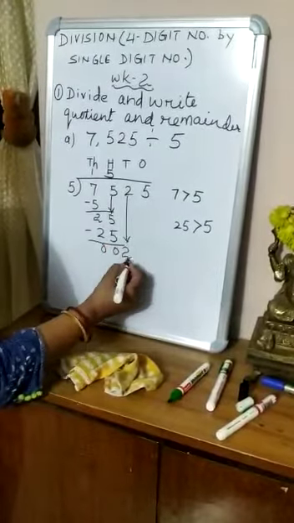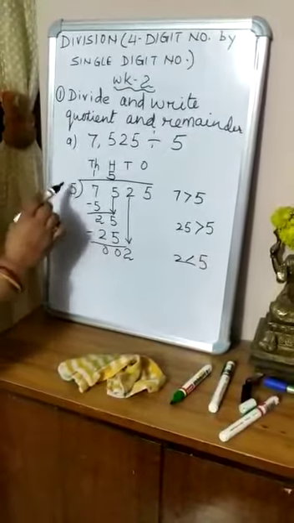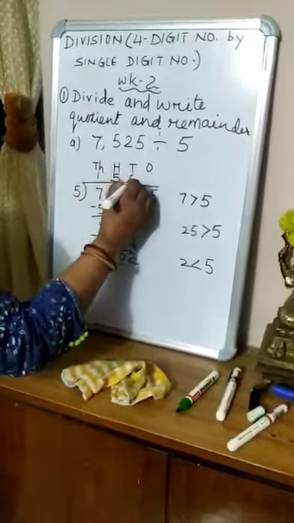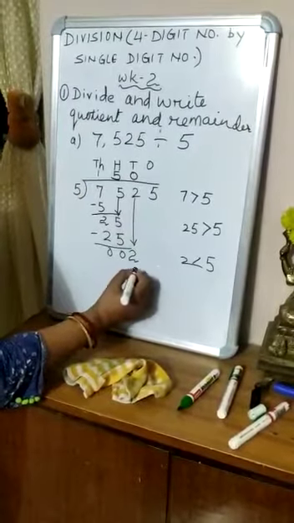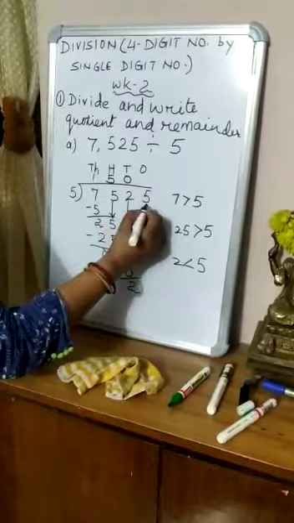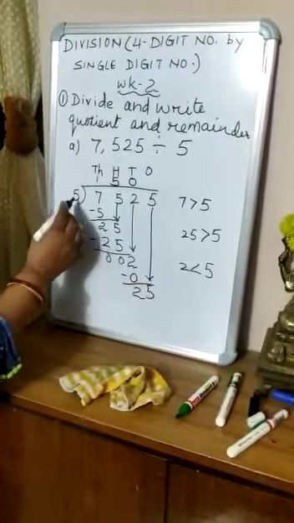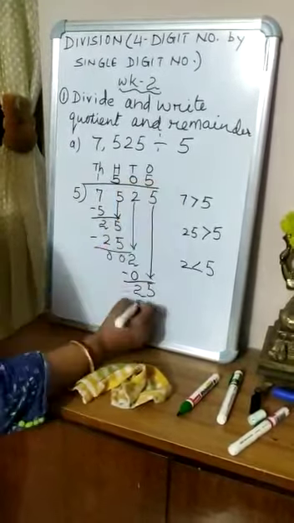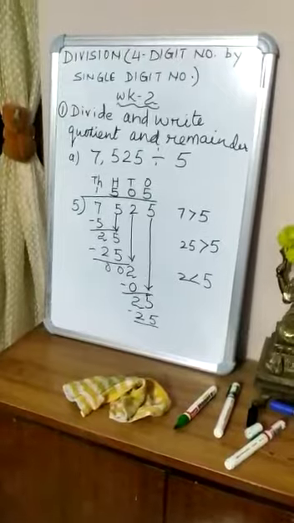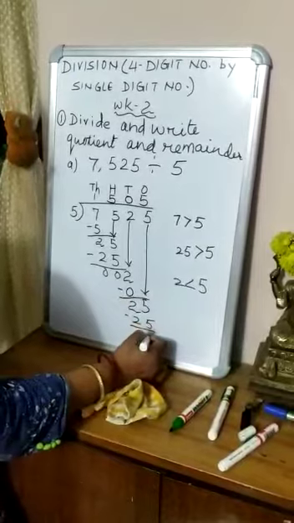So here you see, children, this 2 is less than 5. So what do? I will multiply 0 with 5. So 0 times of 5, 0 will be at tens place. 0 times of 5 is 0. So 2 minus 0 is 2. Now I will put down this 5 ones along with 2. It will become 25. So 5 5s are 25. 25 minus 25 is 0.